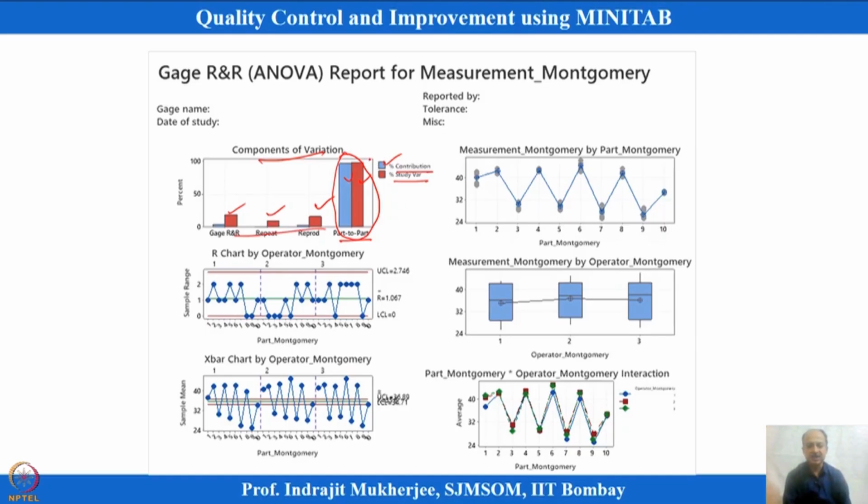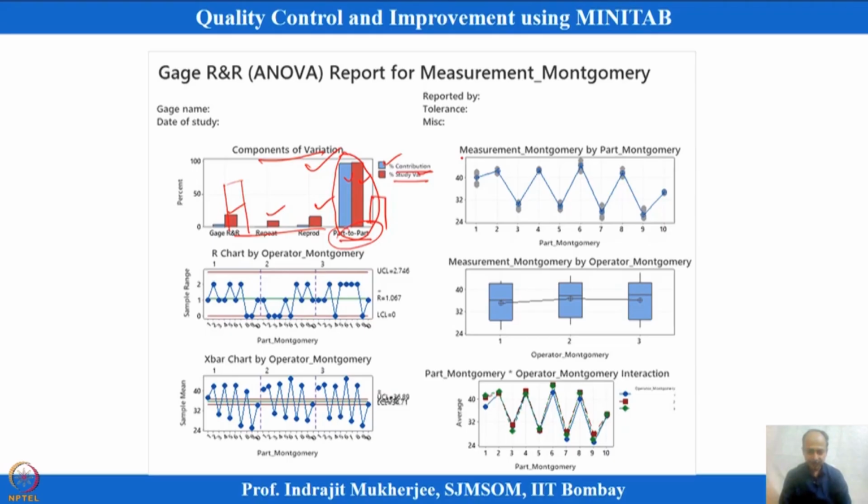So, what it says is that most of the contribution is due to part to part. This is the favorable situation. Now, if this bar increases and this one goes down, that is not expected. Part to part variation should be the maximum contributor, and the others should have negligible contributions. So, this graph will tell you how much is the contribution in percentage and how much is the study variation, with the bifurcation into gauge R&R, repeatability and reproducibility.